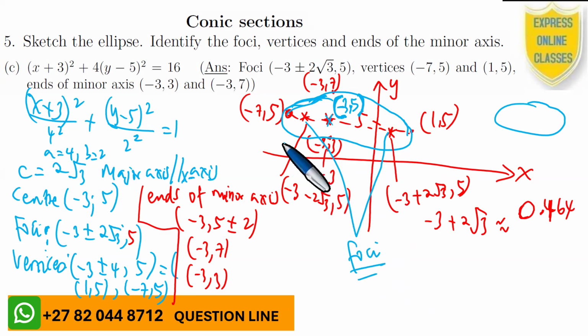But what are the vertices? They are minus 7, 5, 1, 5. The end of the minor axis, minus 3, 3, minus 3, 7. Yeah. The center, minus 3, 5.